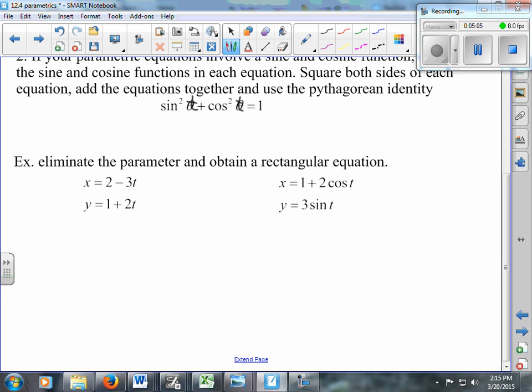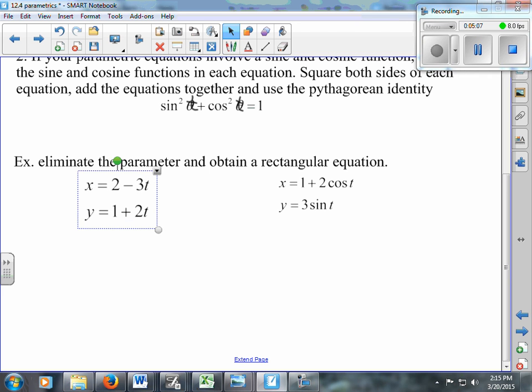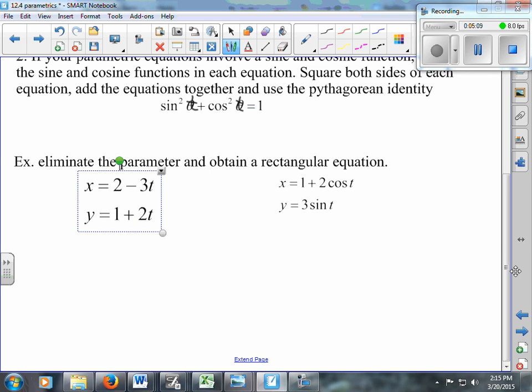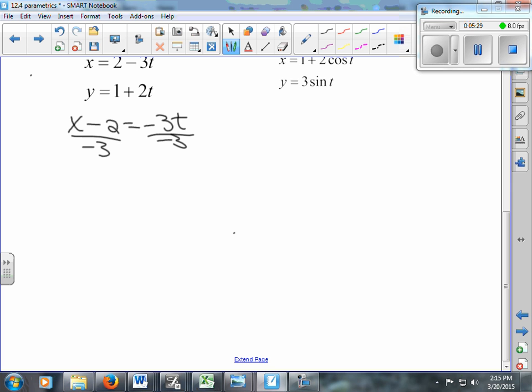Over here, I have 2 examples, and in this first one, notice there are no bounds on t. That just means t runs from negative infinity to infinity. What I'm going to do here to eliminate t is solve for t in the first equation. So x minus 2 equals negative 3t. Divide both sides by negative 3, and t is x minus 2 over negative 3.